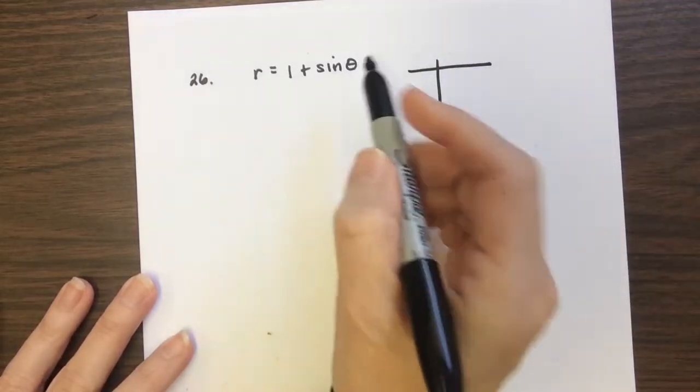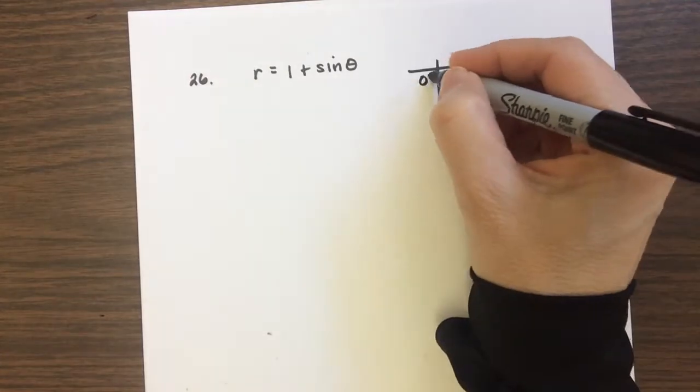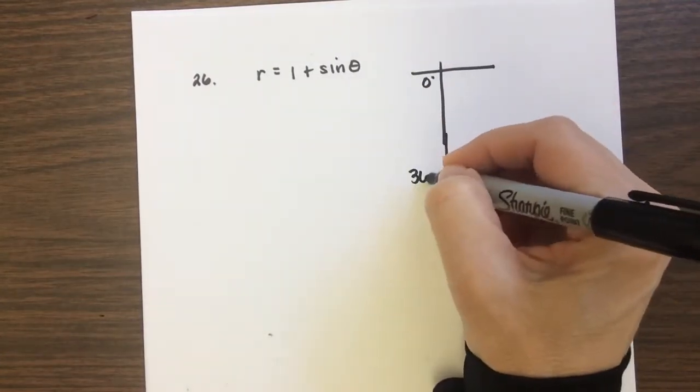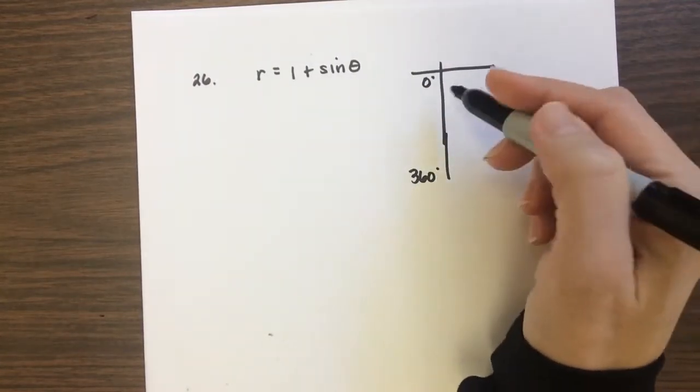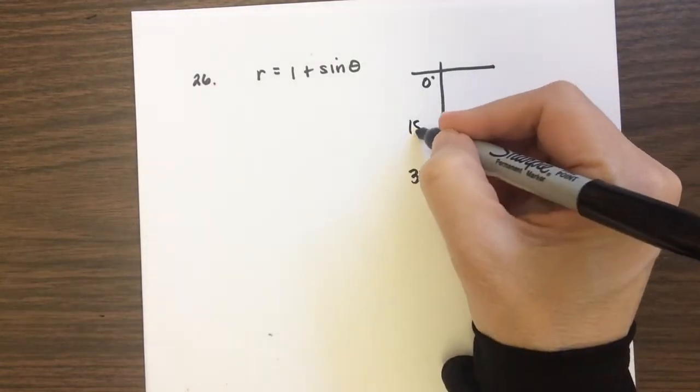and I would say, well, my period is 360 degrees, so I'm going to pick my 5 points. And this one works out well because it goes to 360, and that's what we're going to do on our polar grid anyway.